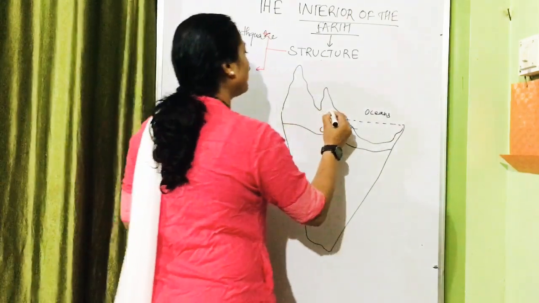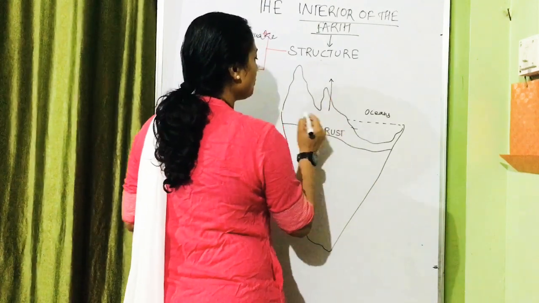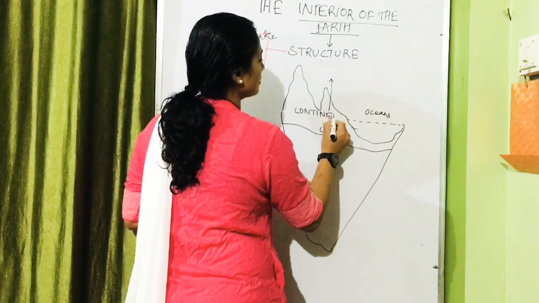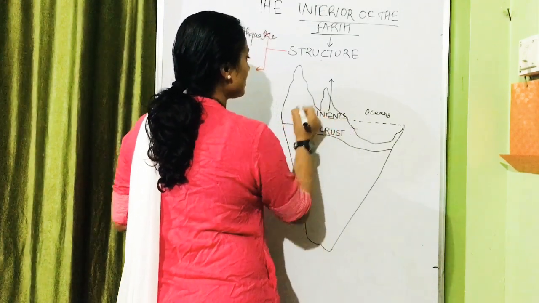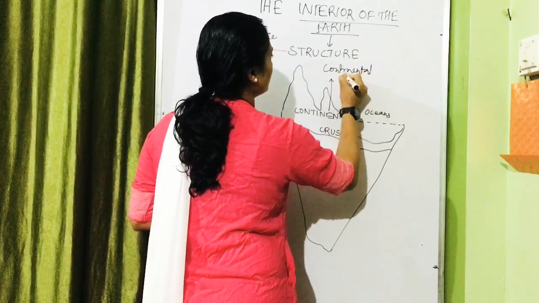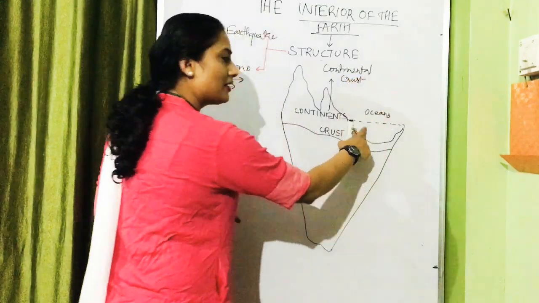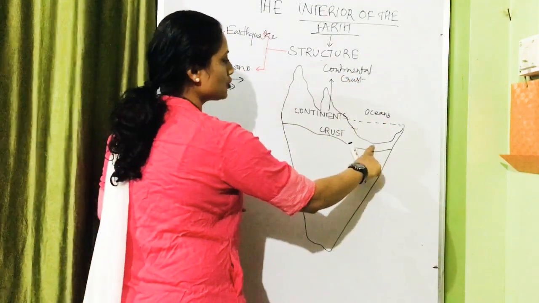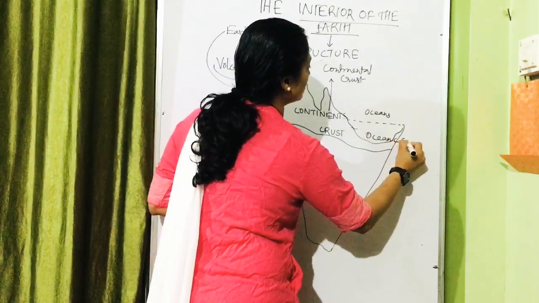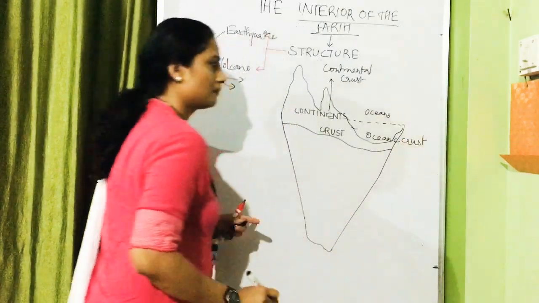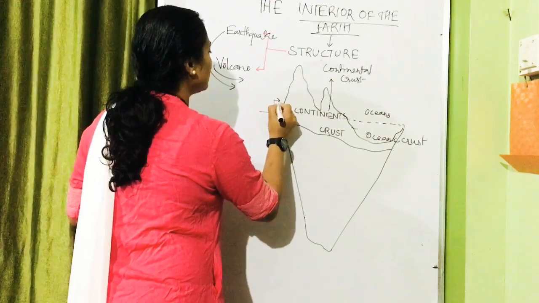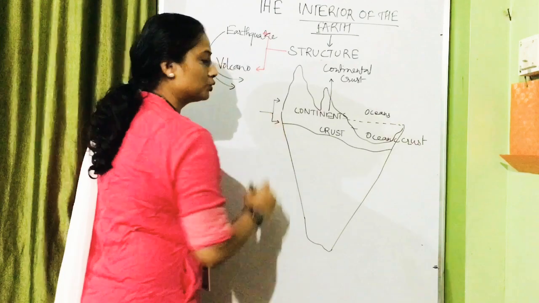Now this crust has been divided into 2 categories. The part where we see the continents is known as the continental crust, and the part where we see the oceans, this part of crust is known as oceanic crust. So the first thing you need to know is that crust has been divided into 2 categories. One is continental crust and one is oceanic crust.